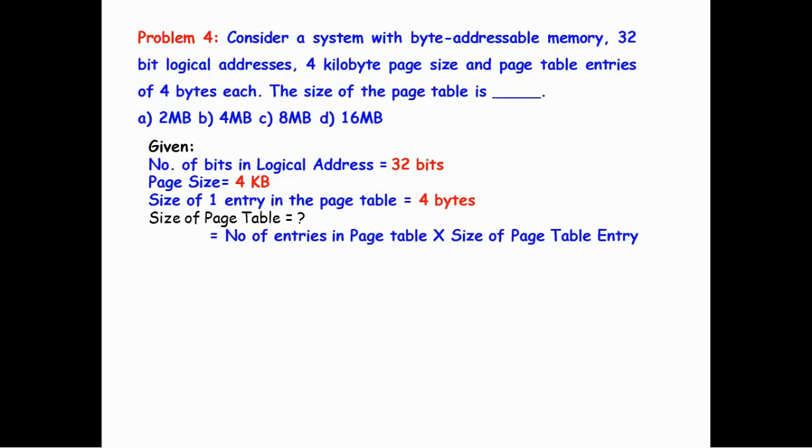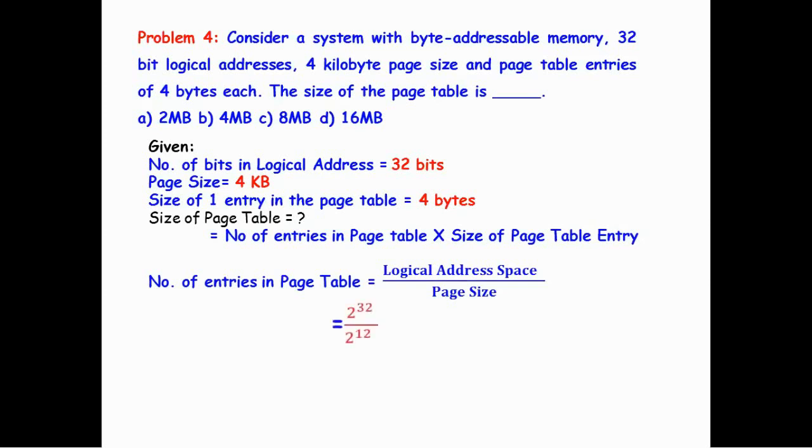Size of the page table is computed using the formula number of entries in page table into size of page table entry. So number of entries in page table can be calculated by using the formula logical address space divided by page size. The number of bits in logical address is given as 32 bits. So therefore we can calculate the logical address space. Logical address space can be written as 2 power 32 and page size is 4 KB. 4 KB can be written as 2 power 12. So when we divide 2 power 32 by 2 power 12, we get the value as 2 power 20. Therefore, number of entries in page table is equal to 2 power 20.